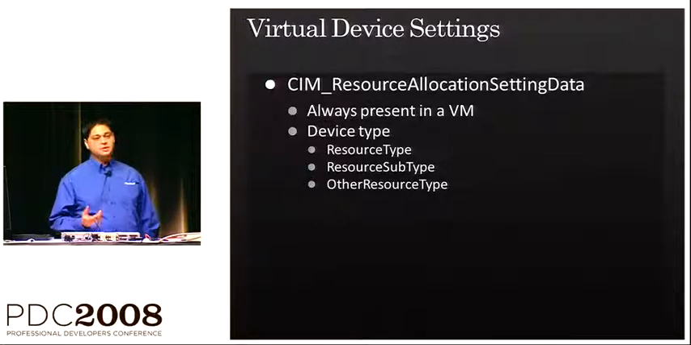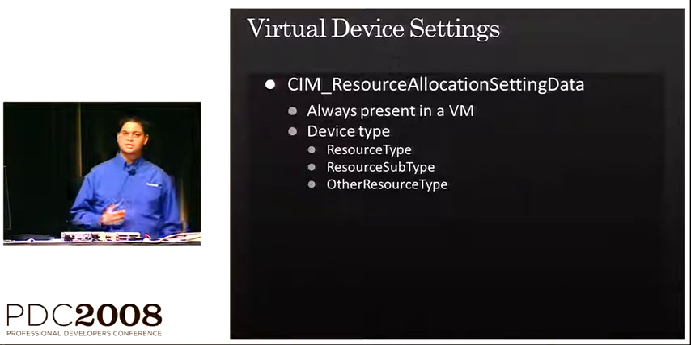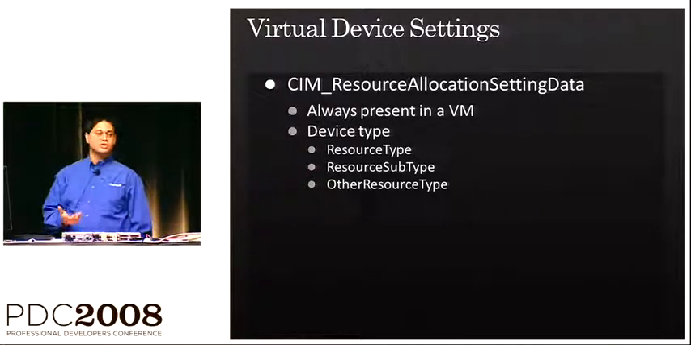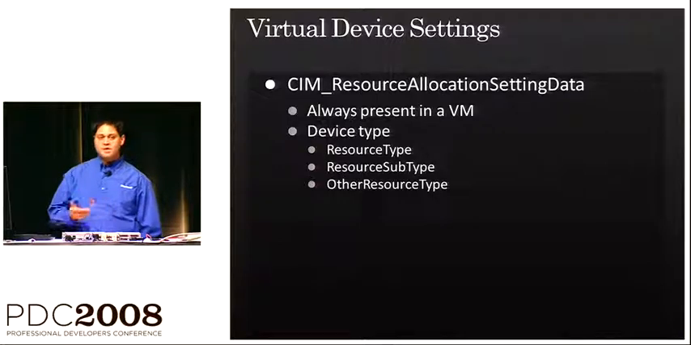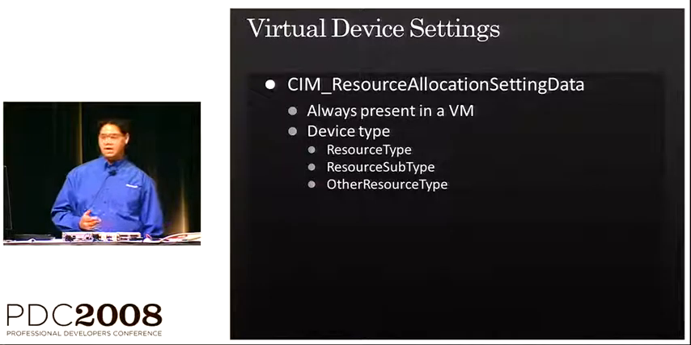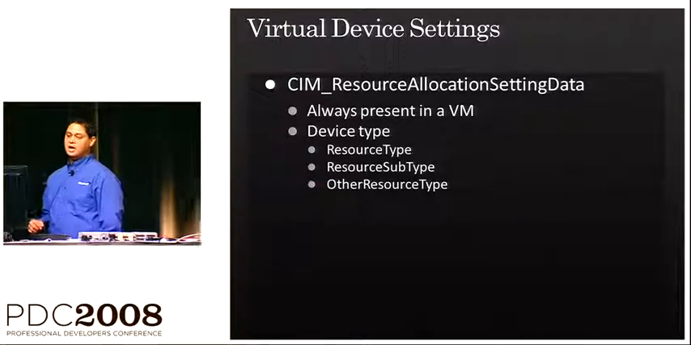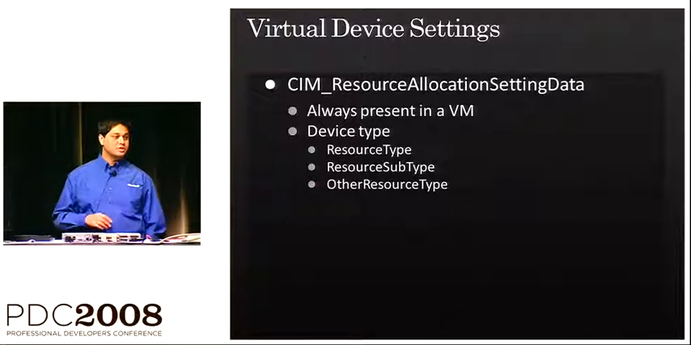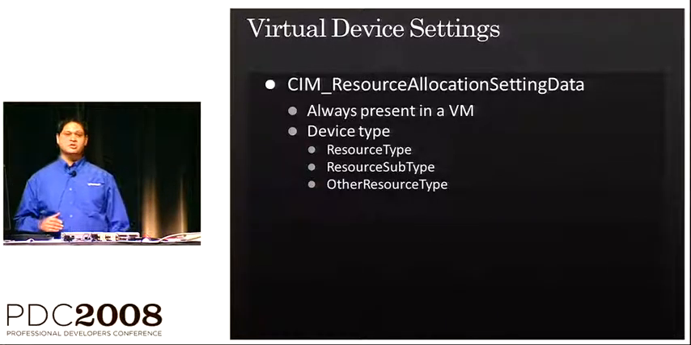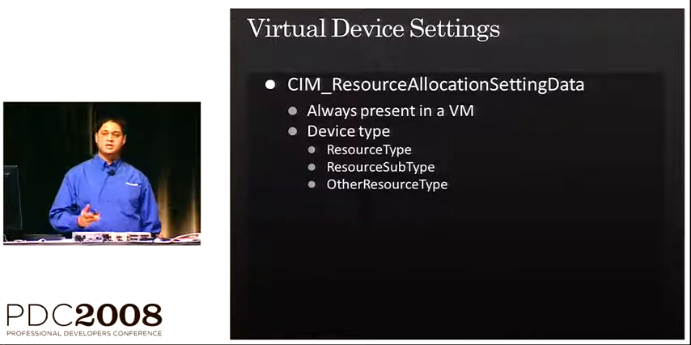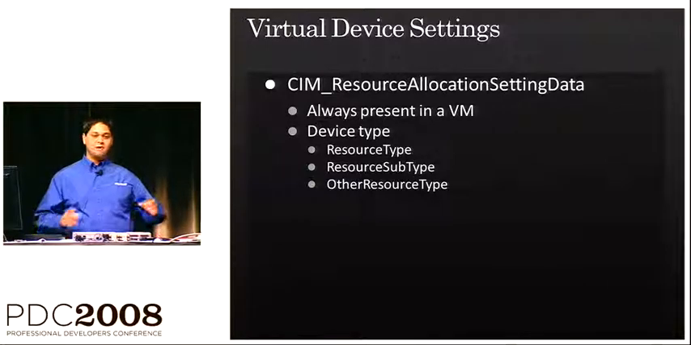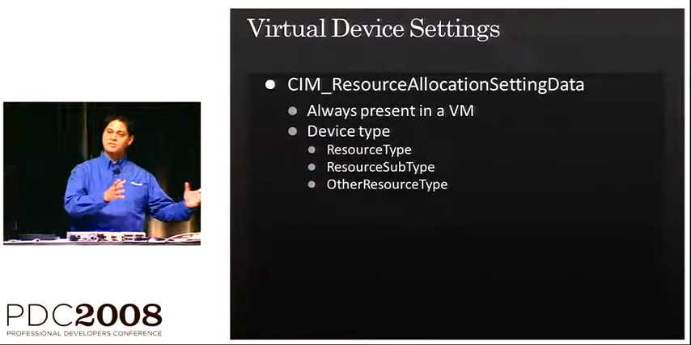And the type of device described by that particular instance of resource allocation setting data is described by these three properties. First one is the resource type. This is typically something relatively generic, like IDE controller or disk or Ethernet port. And then you've got resource subtype and other resource type. These further classify or differentiate that particular type of device. So we were talking about synthetic and emulated Ethernet ports, for instance. The resource subtype might say, I'm a synthetic Ethernet port, or I'm an emulated Ethernet port.